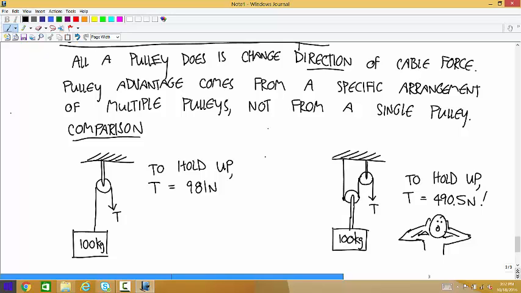Okay, so that's pulley advantage, but it doesn't come from a single pulley. It comes from rigging a pair of pulleys up this way. And actually, if you have more pulleys, you can get even more pulley advantage from it. But any old pulley doesn't do that.